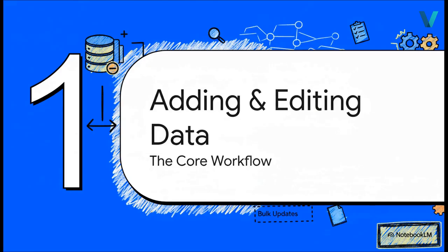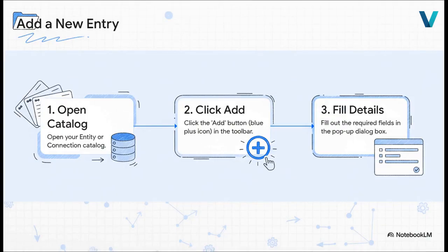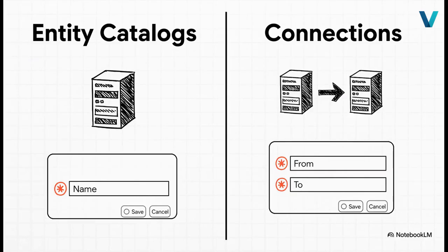First things first, we've got to cover the absolute basics, the core workflow. We're talking about how to add new entries and, just as importantly, how to keep all your existing information fresh and up to date. Adding a new entry is super simple, really just a three-step process. First, you open up your catalog. Then, you're going to look for that blue plus icon in the toolbar. Give that a click. A little dialog box will pop right up, all ready for you to fill in the details.